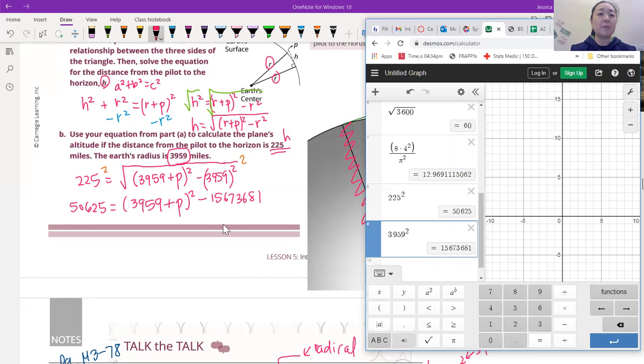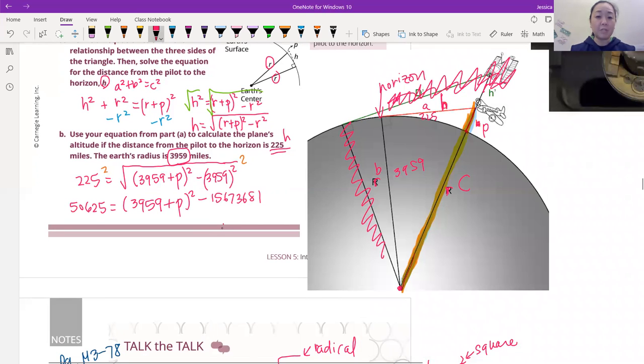All right, so then from here, now these are big numbers, but don't let that freak you out. It's fine. We're okay. We're not dying yet. So remember, just pretend these are smaller numbers, right? This is 1, this is 3, and this is 5, right? So how would you get rid of the 1? You just add it, right? Because it's subtracting. So we're just going to add this big number, 15,673,681, over to the other side.